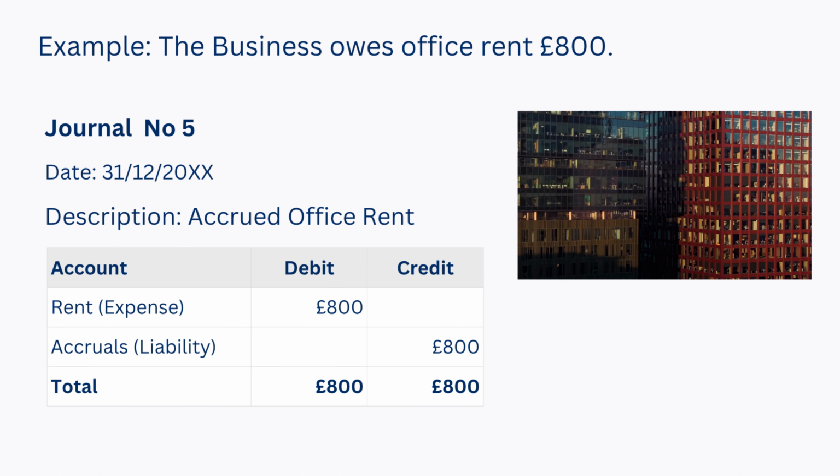Expenses increase with a debit. Liabilities increase with a credit. So the journal entry is debit rent expense 800 and credit accruals. Accruals recognise expenses in the correct accounting period, even if they have not yet been paid.